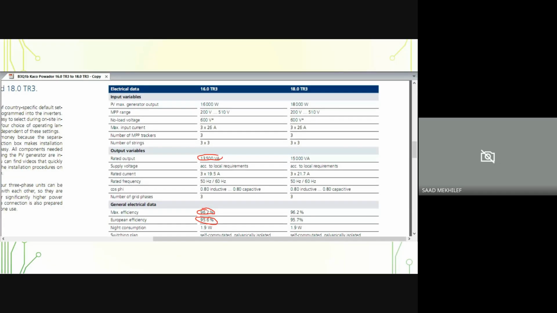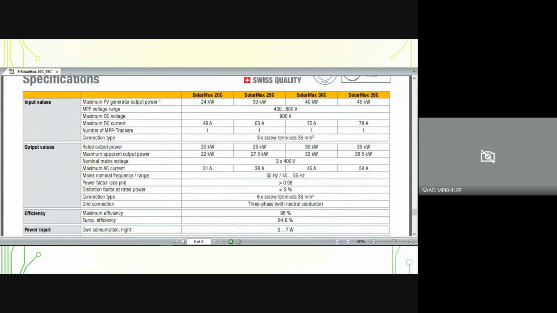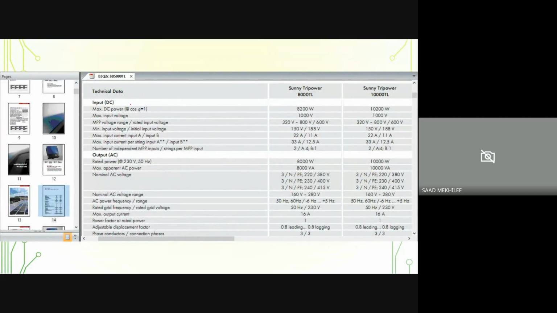So if you ask me, the European efficiency is more realistic compared to the maximum, because the maximum is at one point, but the European efficiency considers the operating conditions of the inverter. Yeah. So this is the DC data sheet. I think all of you should be able to read this. It is very, very important to understand.